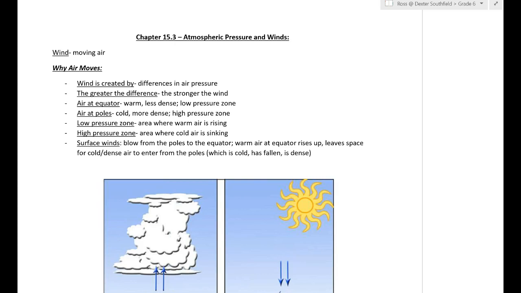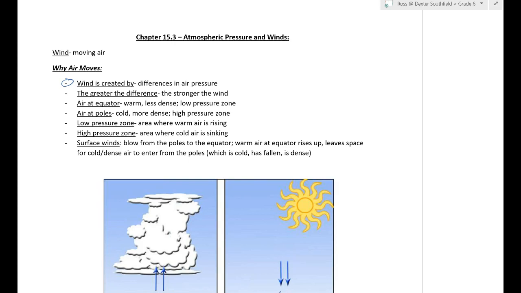So the first question that we need to understand is why air moves at all. So this first bullet point here kind of answers that. Wind is created by differences in air pressure. So if you have an area of high air pressure and an area of low air pressure, you're going to generate the movement of air. So the greater the difference in those two areas of air pressure, the stronger the wind is going to be.